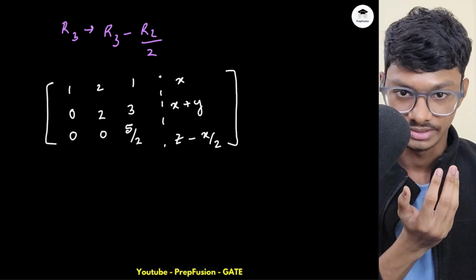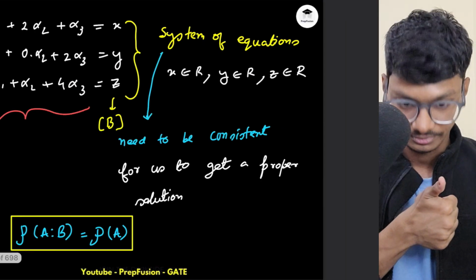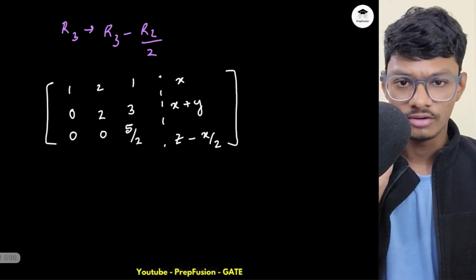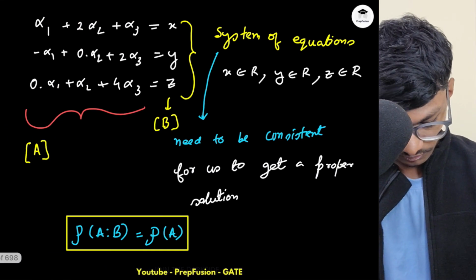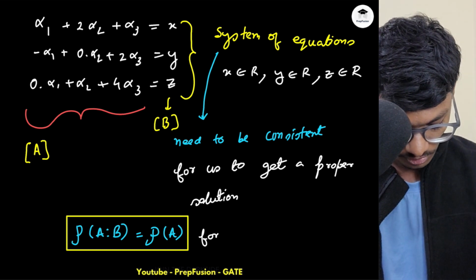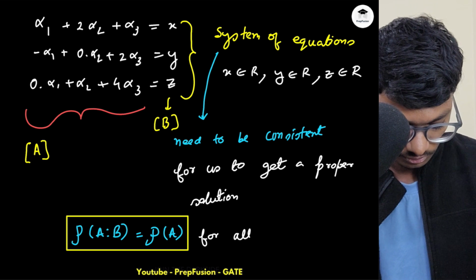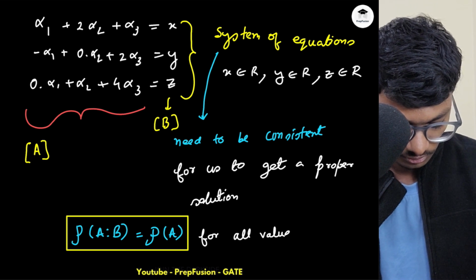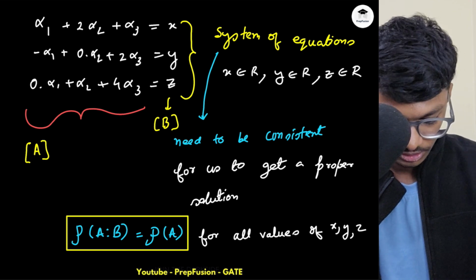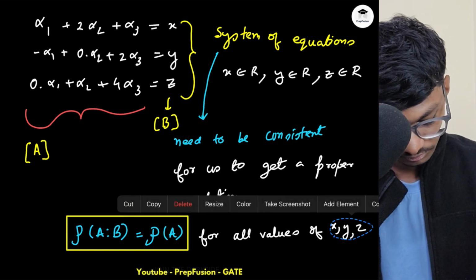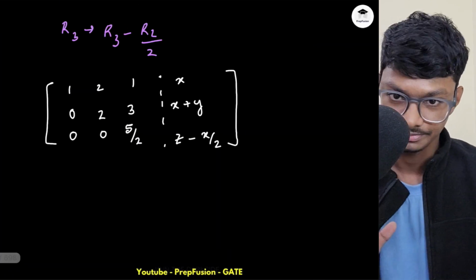Now what was our condition basically? Our condition was to make the rank of A equal to the rank of the augmented matrix AB, for all values of x, y and z. So I should write: for all values of x, y and z.